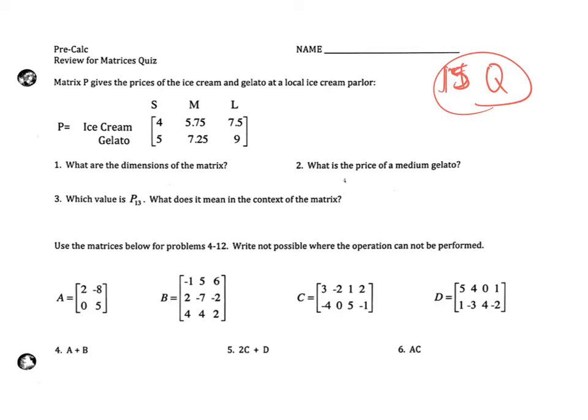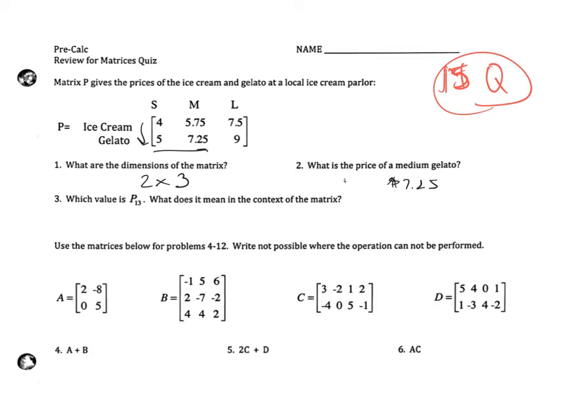So here we have matrix P, which explains that small, medium, and large are the sizes of the ice cream. The dimensions of the matrix, remember, go down and then across, so this is a 2 by 3. The price of a medium gelato would be $7.25.